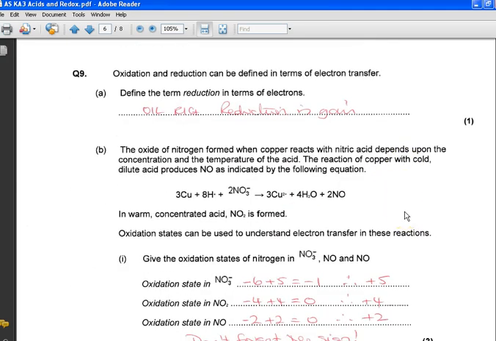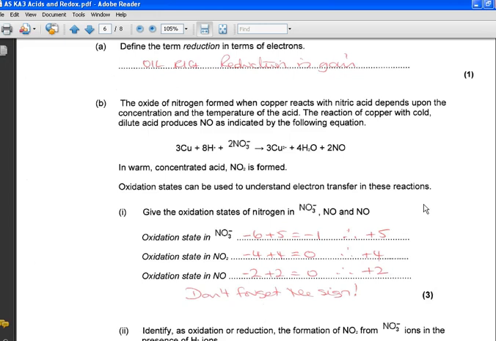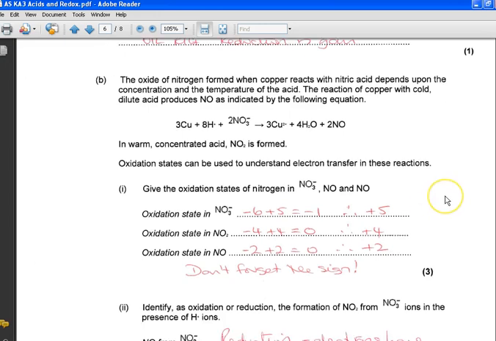Okay, define reduction in terms of electrons. OIL RIG, yeah, reduction is gain of electrons. Straightforward, you should know that. Okay, oxidation states of nitrogen in 3 different species.